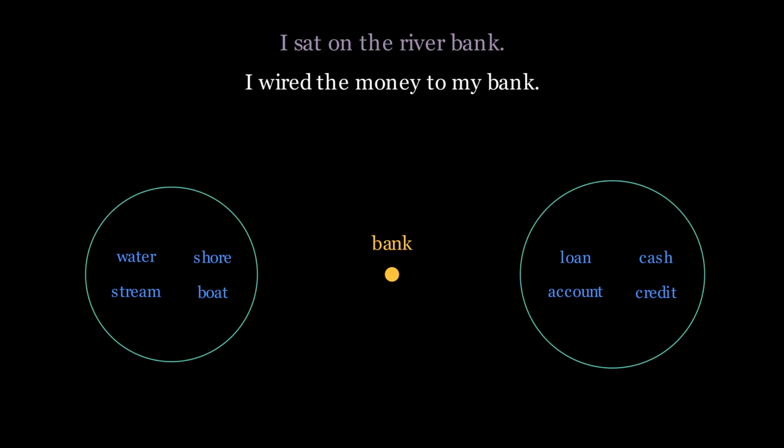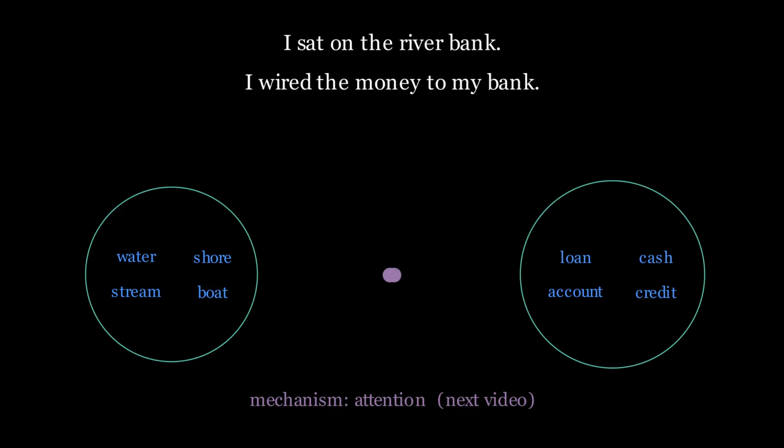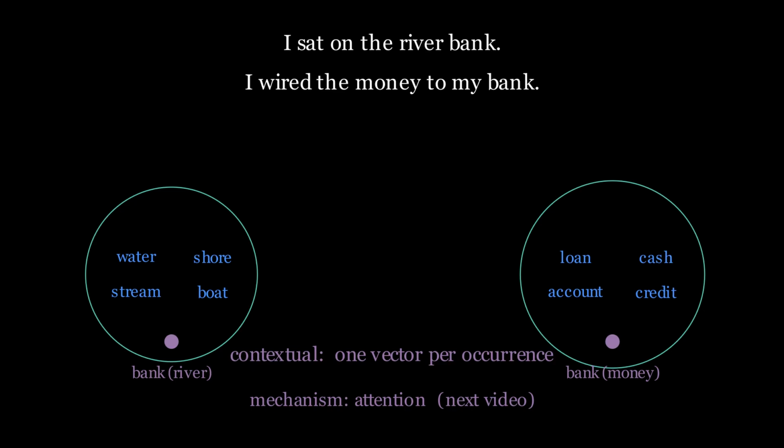Instead of one fixed vector per word, they compute a fresh vector every time, built from the actual sentence it's sitting in. The mechanism is called attention, and it's a video of its own. The result is that bank near river and bank near money come out as 2 genuinely different points. The word stopped having a meaning and started having a meaning in context, which is, of course, how language actually works.